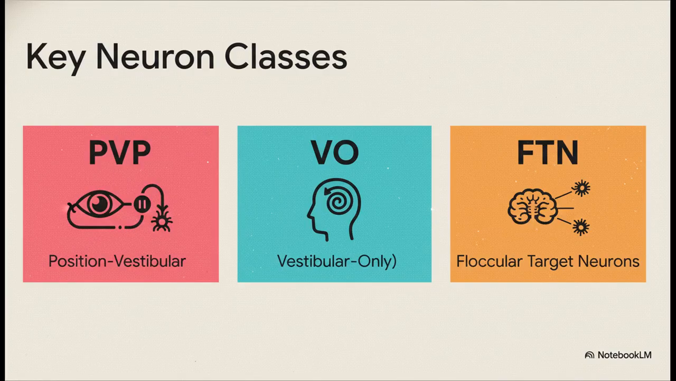Now, if we dive a little deeper, we find these really specialized neuron classes inside the nuclei. First up, you have the PVP, or position vestibular pause neurons. Just think of these as the absolute workhorses of the vestibulo-ocular reflex, keeping your eyes steady on a target.